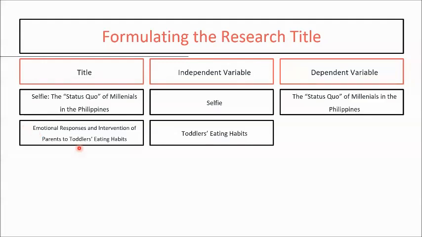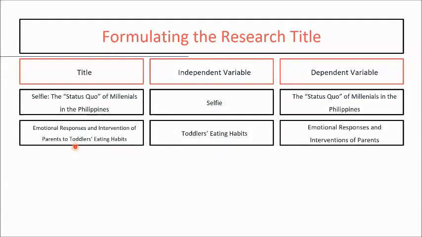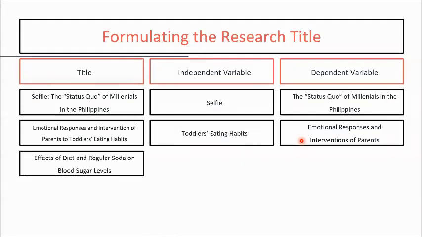So, meaning, ang independent variable or ang focus niya is the eating habits of toddlers. While the dependent variable is the emotional responses and intervention. Meaning, in the toddlers' eating habits, ang i-discuss natin about dun is yung emotional responses ng parents nila. Gets? Okay? So, another example.